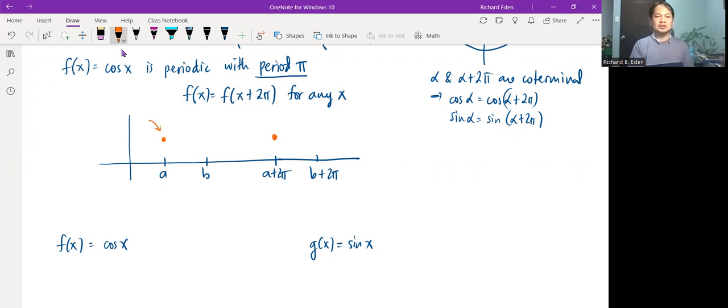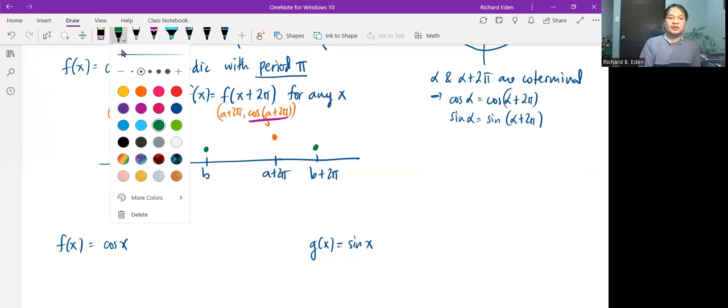Okay, kasi itong point na to, ano to? a comma cosine of a. Itong point naman na ito, a plus 2 pi comma the cosine of a plus 2 pi. Okay, pero dahil periodic ang cosine function, ang cosine of a and cosine of a plus 2 pi, they're going to be equal. Which means these two orange points, their y coordinates are equal. Therefore, magka-level sila. Same height, same altitude. Similarly, let me use a green point. Ito, for b and the corresponding point at b plus 2 pi, pareho.